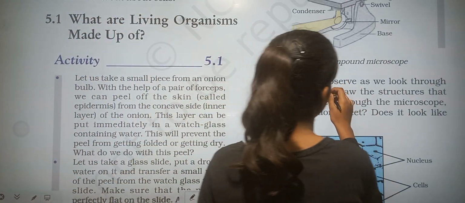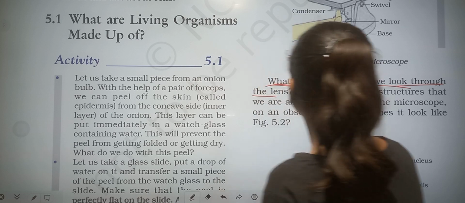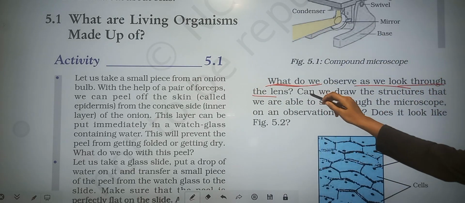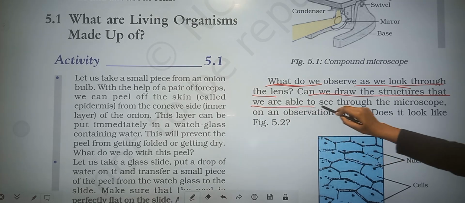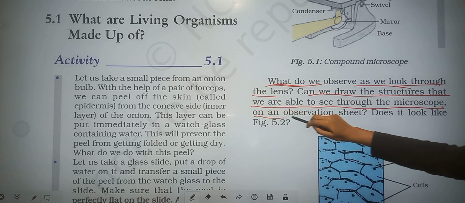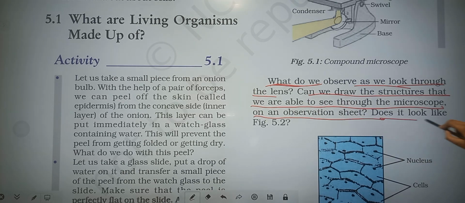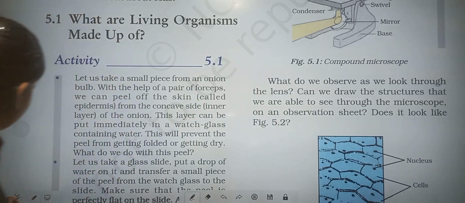And now, what do we observe as we look through the lens? Can we draw the structures that we are able to see through the microscope on an observation sheet? Does it look like this? It looks like this.